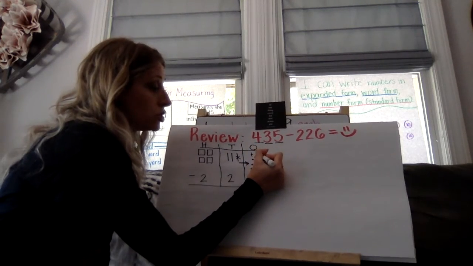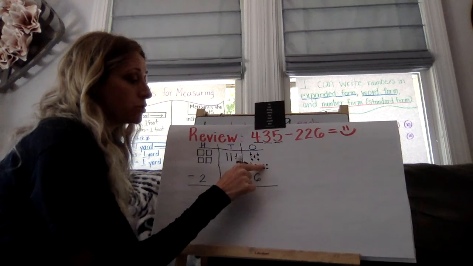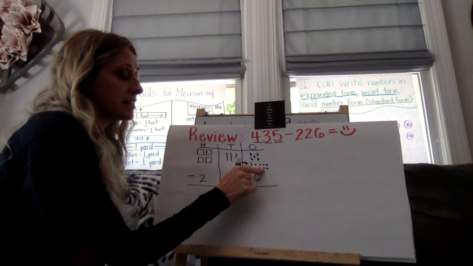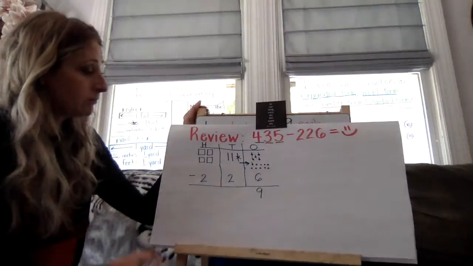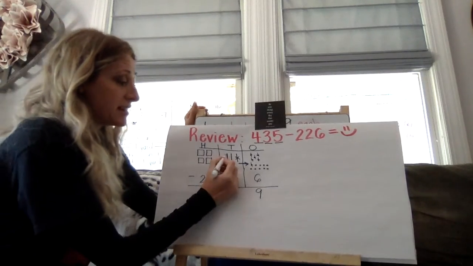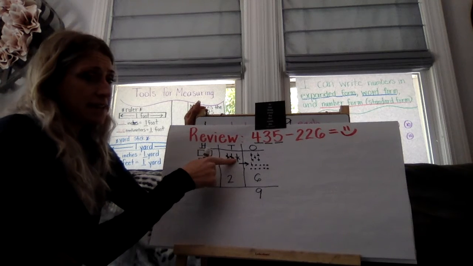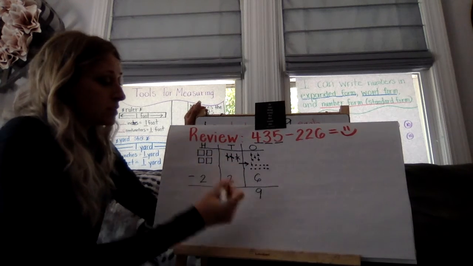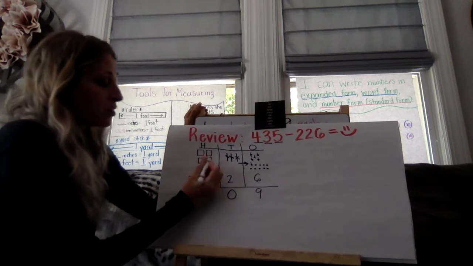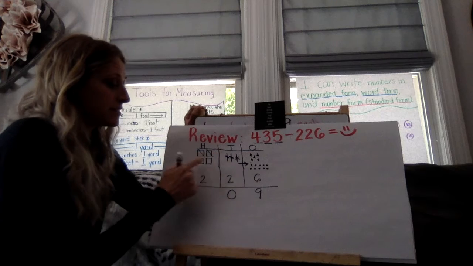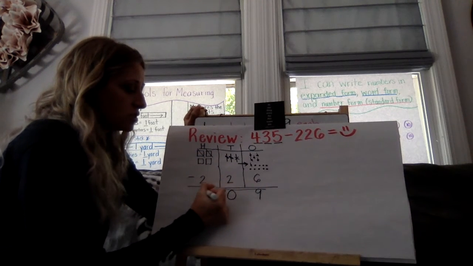So 1, 2, 3, 4, 5, 6. And we have 1, 2, 3, 4, 5, 6, 7, 8, 9 ones left. I need to take away 2 tens, and I do have enough tens to take away. And remember, I didn't take that 10 away, I just borrowed it. So now I have 0 tens left. And I can take away 2 hundreds, and I'm left with 2. Now, the answer we got is 209.